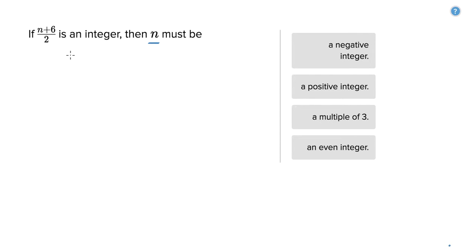For what n must be, given that (n + 6) / 2 gives you a relationship for n. So what you want to do is take all of these statements one at a time and see if they work. So a negative integer, let's see.